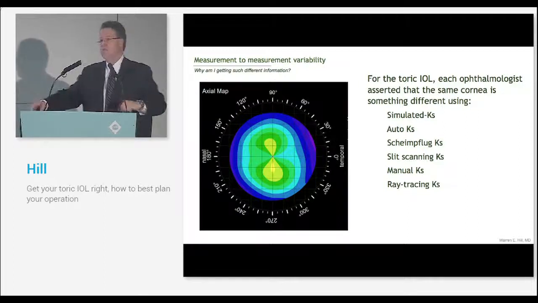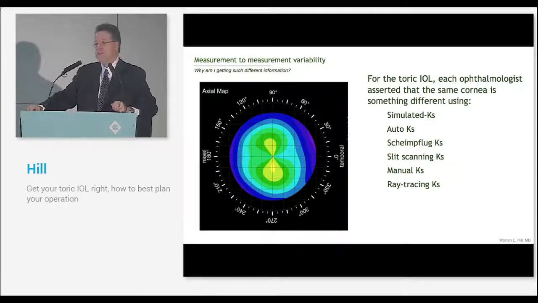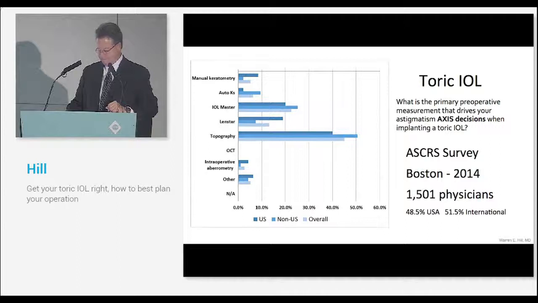So back to the original question, how do we know what to use for the toric IOL? Every one of you in this room that has used the toric IOL has been faced with this conundrum.